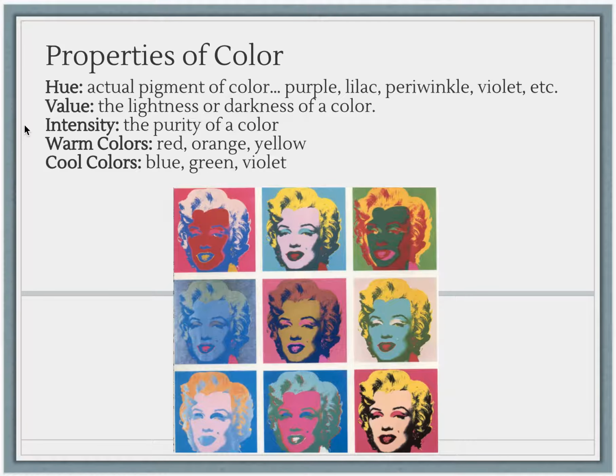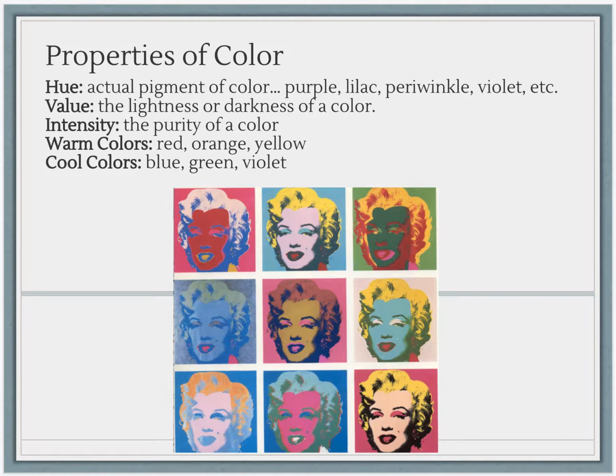But back to properties of color. So hue is the actual pigment of color. So this is just the name of it. So what is it called? Is it purple, lilac, periwinkle, violet? They all look different. So those are different hues of colors. And then just like with black and white, we can also have value with color. So do we have a light blue? Do we have a medium blue, like right here? Or do we have a dark blue?